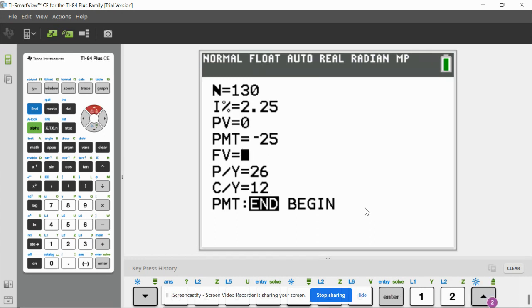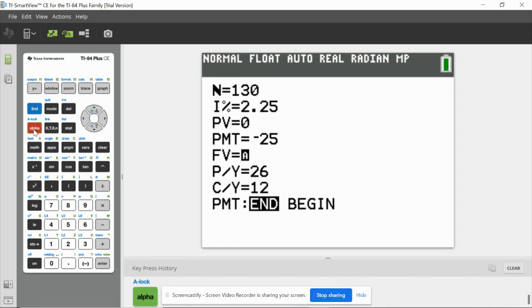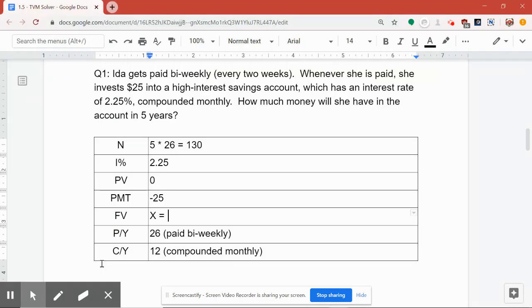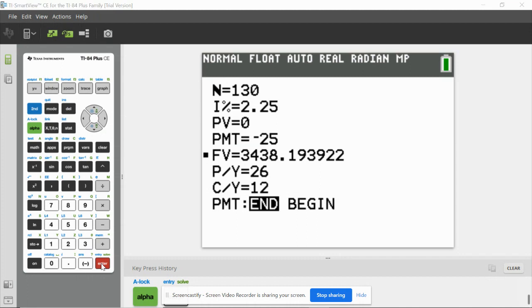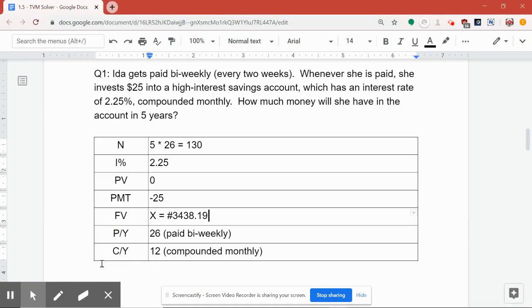And then we're going to highlight what we want to figure out, which is the future value, so how much money will be there in the future. We press alpha, enter, and we're going to round this off to 2 decimal places since it's money, so $3,438.19. So $3,438.19 would be the amount of money that was earned through this investment over 5 years.